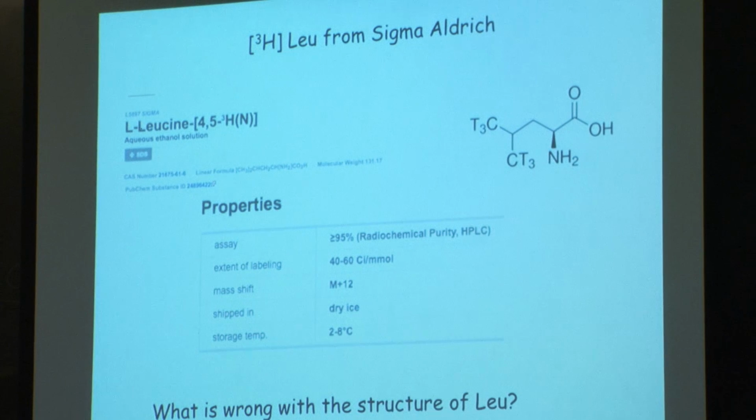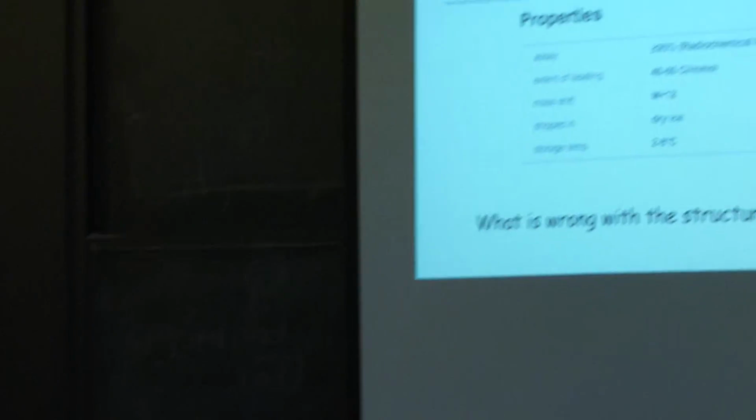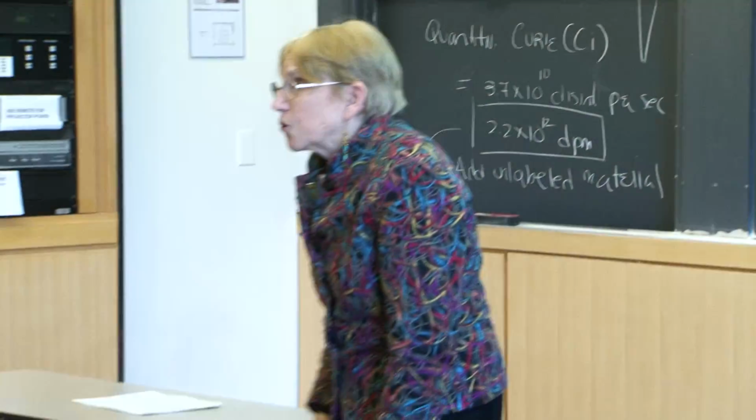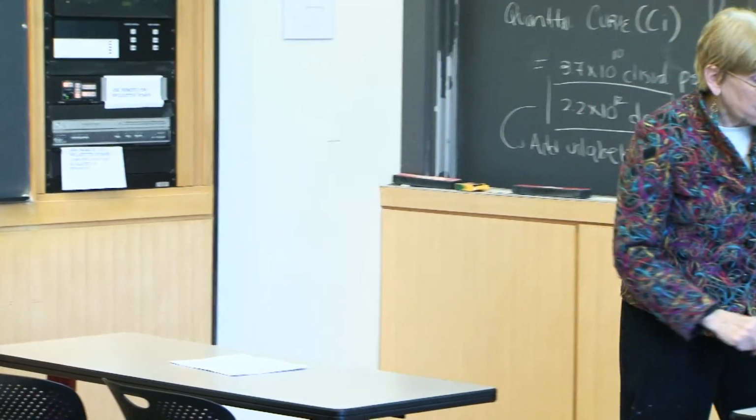What you need to do is add cold material, and then figure out a way to quantitate the amount of material, leucine or GTP, and then you count that amount of material, and that gives you the specific activity. So let me just say one more thing.